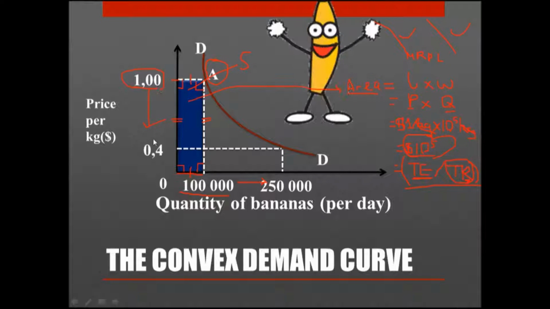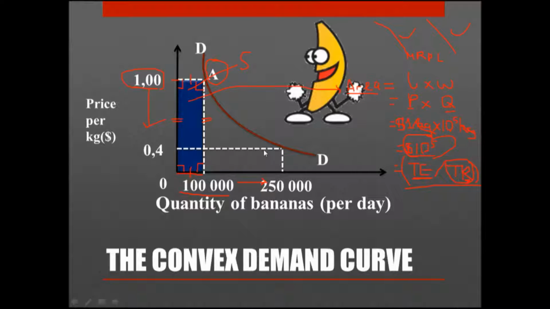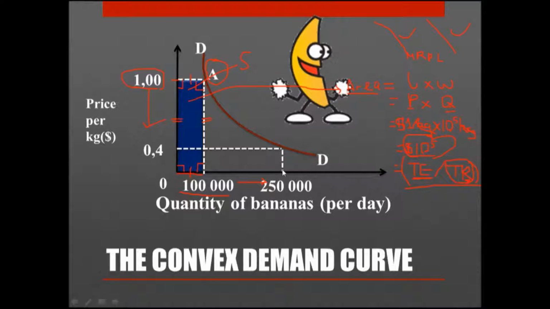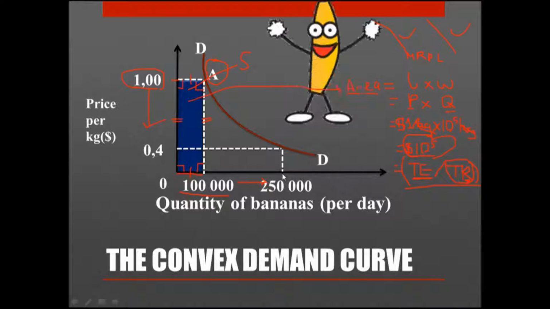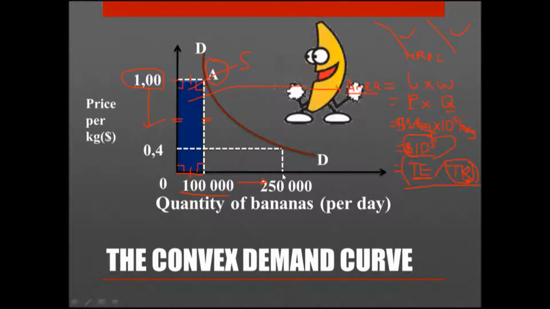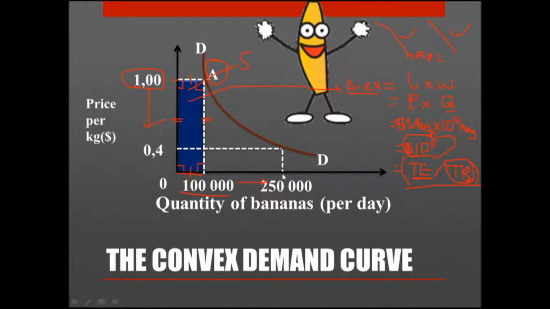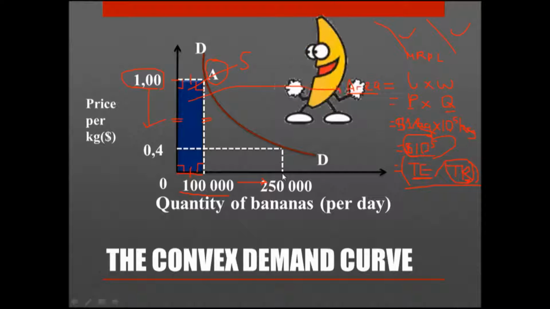So as price falls, holding other things constant, we see that consumers are willing to buy more bananas, maybe for the fact that they become cheaper, and for that very fact alone, consumers will be able to buy more of that commodity. All right.